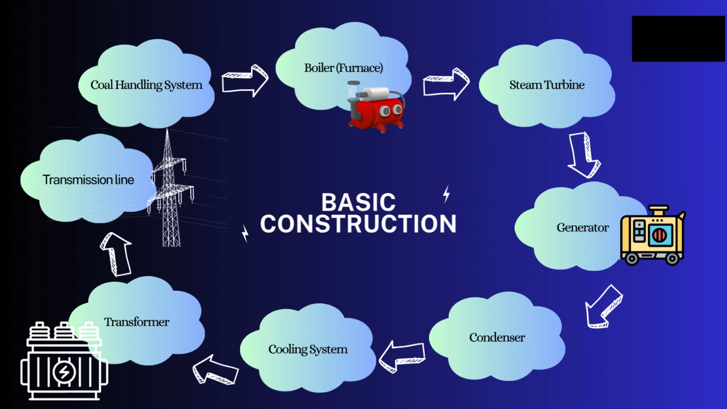Next is the boiler system, also known as the furnace. Here, pulverized coal is burned at high temperatures to generate heat. This heat turns water inside wall-mounted tubes into high-pressure steam. Components like superheaters and economizers are used to increase efficiency by preheating steam and water using waste heat from the flue gas.